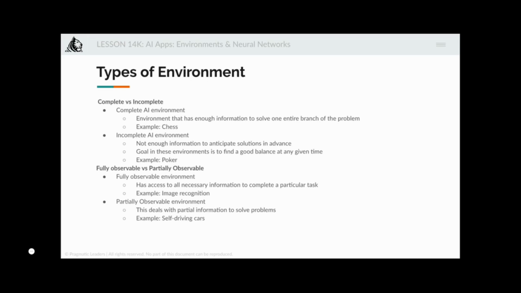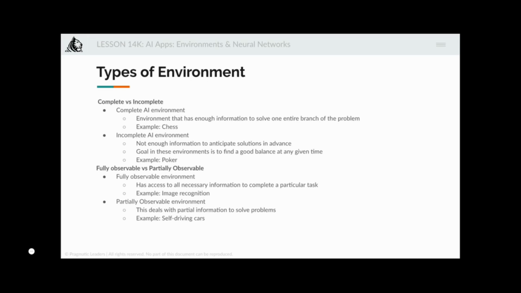An incomplete AI environment is exactly the opposite. It doesn't have enough information to anticipate solutions in advance. That's why the goal in these environments is to find a good balance at any given time, where the agent is trying to optimize the situation again and again. Poker is a very good example. That's why chess was one of the first games in which AI was able to beat humans, but poker is turning out to be much more complicated, much more difficult.